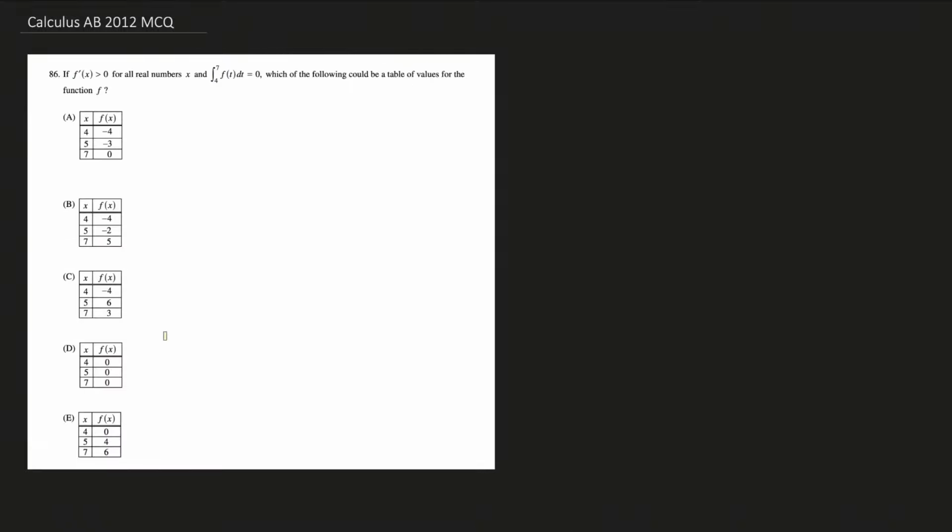We're going to do 86 now. If the function f prime of x is greater than 0 for all real numbers x and the integral from 4 to 7 of f of t dt is equal to 0, which of the following could be a table of values for the function f?